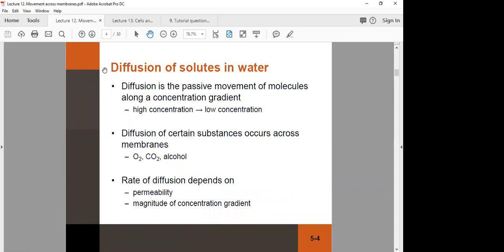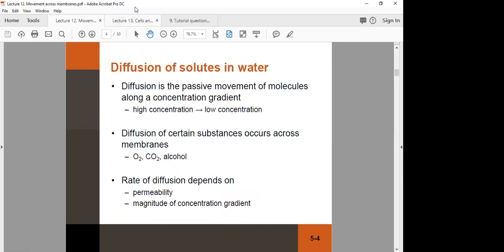Okay, so let's look at this term diffusion and consider the diffusion of solutes in water. So how solutes move from one solution, for example, through a biological membrane to the other side. So diffusion can simply be defined as the passive movement of molecules along or down a concentration gradient, from a region where that molecule is found in high concentration to a region where that type of molecule is found in a low concentration.